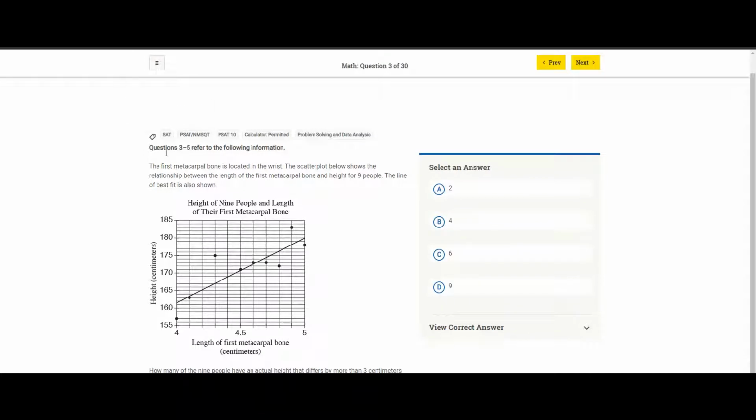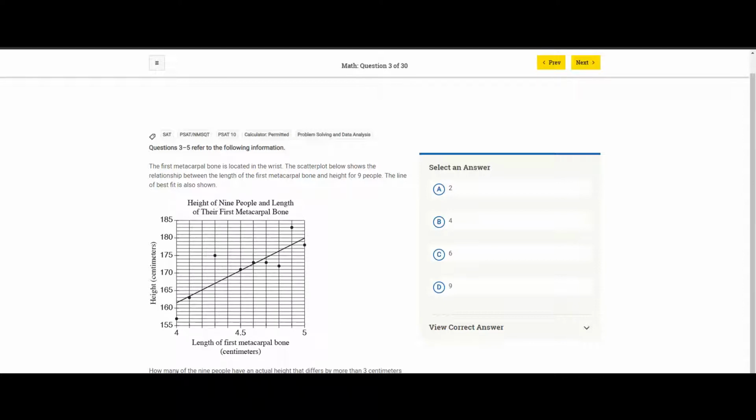Anyway, so questions 3 through 5. We have a set of 3 questions for this scatter plot. The first metacarpal bone is located on the wrist. The scatter plot below shows the relationship between the length of the first metacarpal bone and height for 9 people. The line of best fit is also shown.